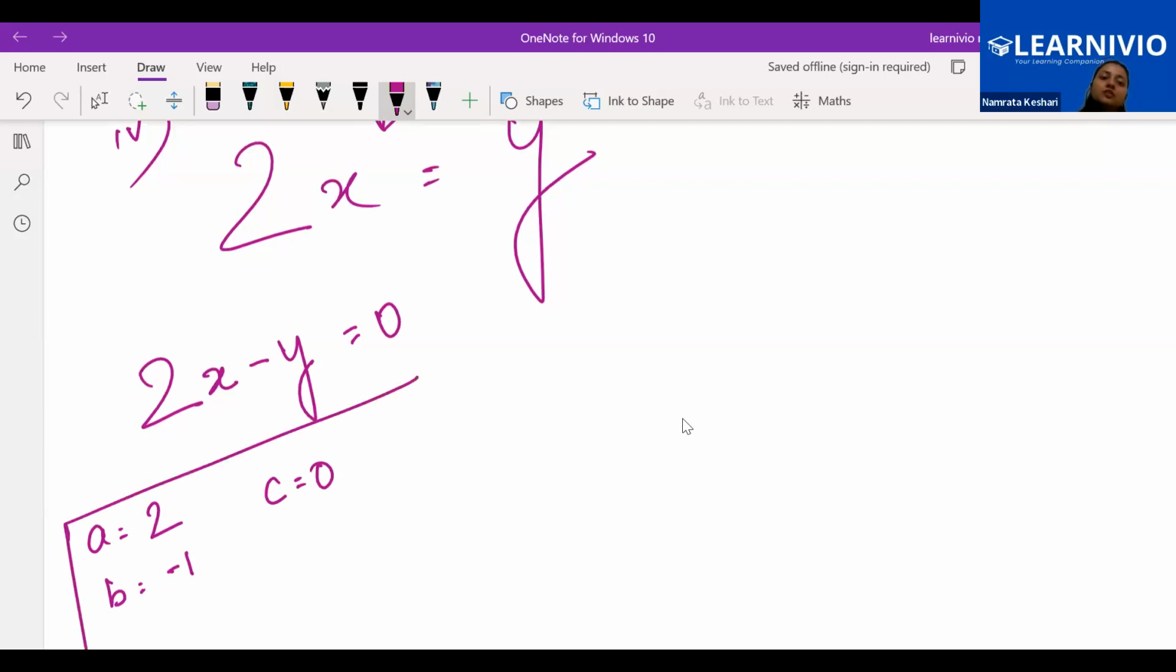Perfect. Rest of the students, are you agreeing with her? Are we going to get A equals 2, B negative 1, and C equals 0? Yes or no? Yes, ma'am. We just have to arrange it in standard format and we will be able to find the coefficients. A, B, C we will be able to say from here.